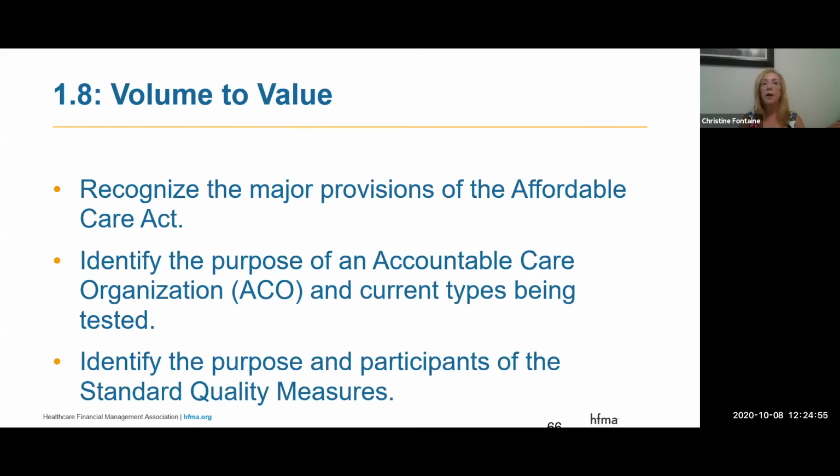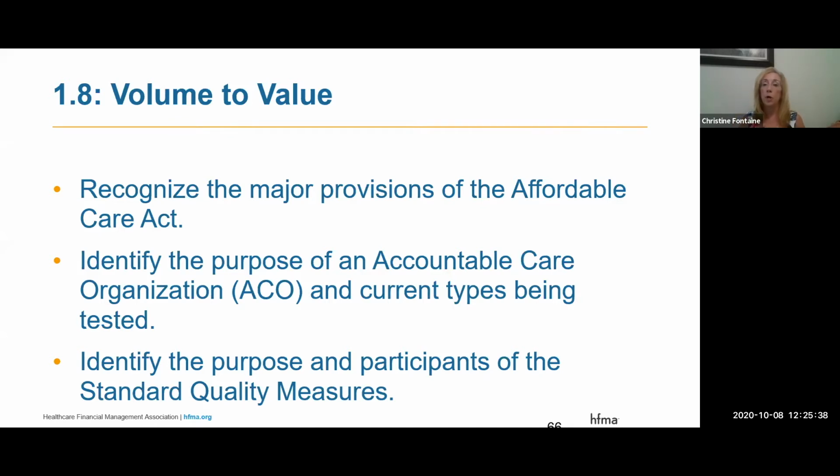Okay, volume to value, and really what CMS and healthcare is trying to do is move from being encouraged to do more tests and more stuff, because the more I do, the more I get paid, right? And we recognize that we cannot continue to have healthcare be such a large portion of our GDP, right? And so we need to focus on value, and that's what many of these acts do. And we'll talk here about the Affordable Care Act, which is a lot more than what you're currently hearing about in the news today, so we're going to focus on those.